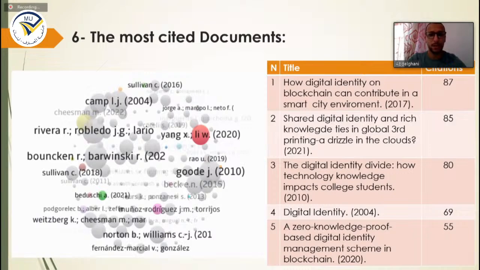The most cited documents. The figure shows the bibliometric map of the scientific production in digital identity according to the titles that have been cited more than 5 times.